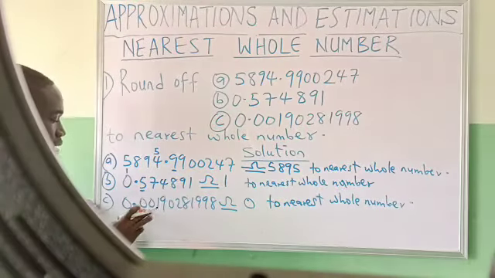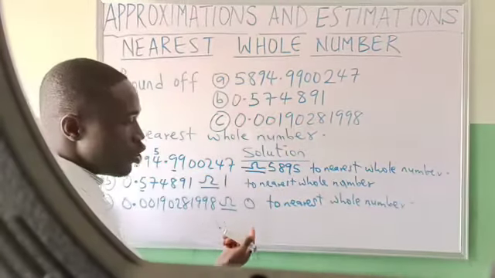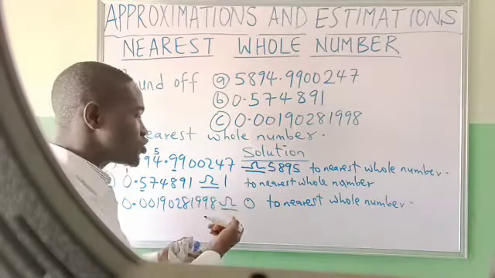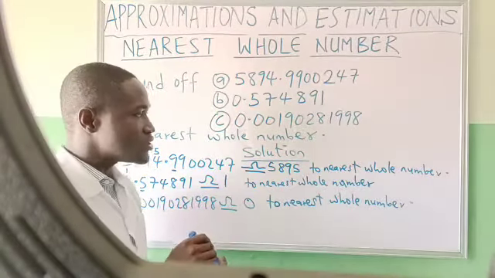So that means 0 is a whole number. Yes, you can check it out. 0 is a whole number, so it can also be an answer to the nearest whole number.